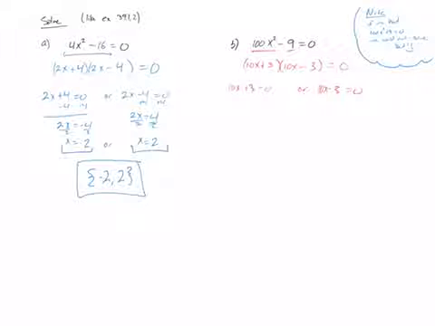Solving both of those, go through this semi quickly. Subtract 3, divide by 10, x is equal to negative 3/10. Add 3, divide by 10, x can equal 3/10. So then my answers would be negative 3/10 or 3/10.